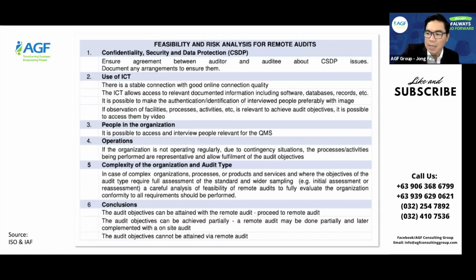All right. Second, as I mentioned earlier, is the use of your ICT. So there is stable connection with good online connection quality. The ICT allows access to relevant documented information. So take note that we also do observation during audit, right? That's why we have audit observation. So observation of facilities, processes, activities, etc., is basically feasible in the use of ICT.